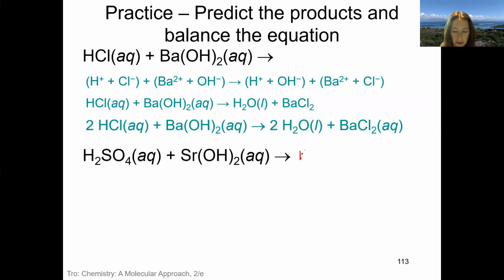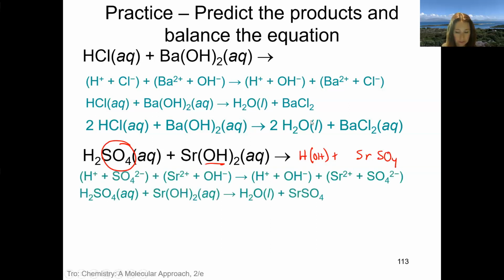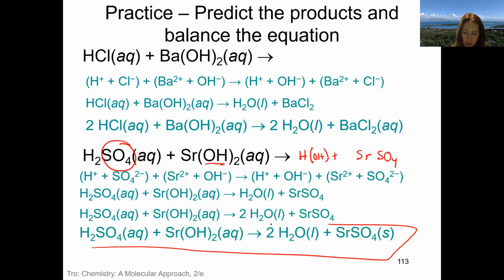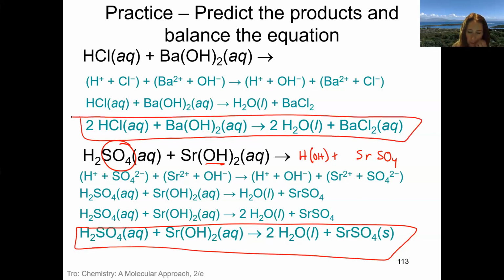Again, we'll do the next one. H stays first, this stays first. The OH goes here, SO4 goes here. Then we have to make sure we balance the reaction, balance our charges, and we end up with our states. Here we are with just 2 waters. Again, we treat these just like double displacement reactions.